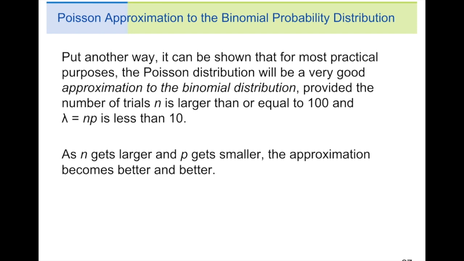Put another way, it can be shown that for most practical purposes, the Poisson distribution will be a very good approximation to the binomial distribution, provided the number of trials n is larger than or equal to 100 and lambda, equal to np, is less than 10. So n has to be larger than 100, but the mean has to be less than 10. As n gets larger and p gets smaller, the approximation becomes better and better.